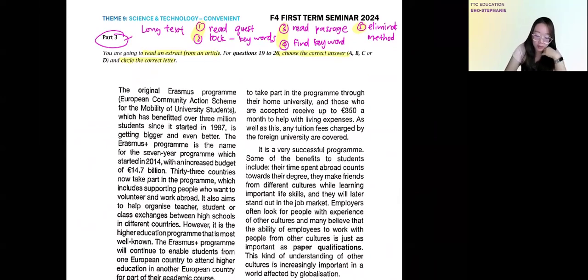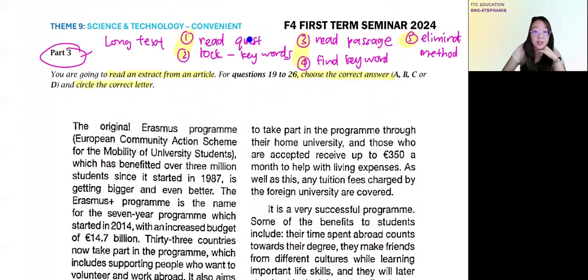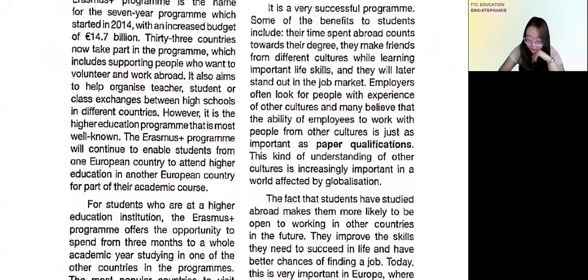The most suggested method for me is to read the question first, lock down keywords in the question, then read the passage, find keywords, then use the elimination method and see which one is the best answer. Okay, so this is your part 3. Now let's move on to our gap text after 5 seconds. In 5, 4, 3, 2, 1, let's go.